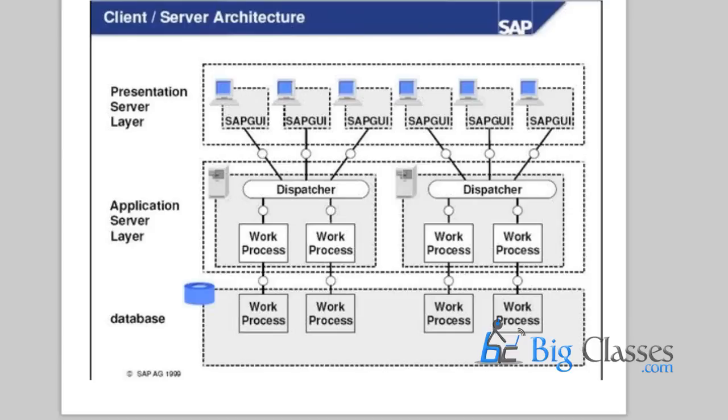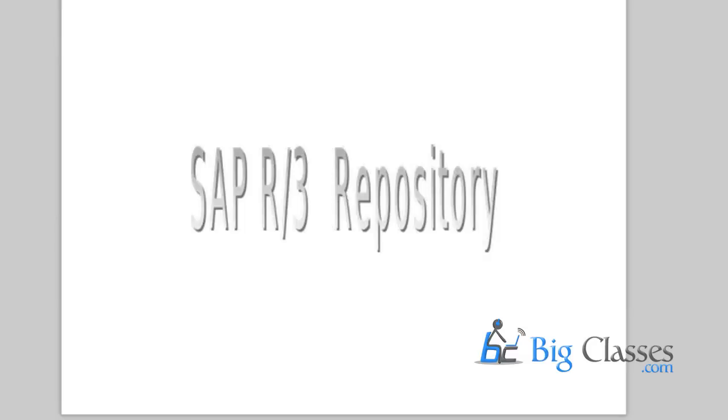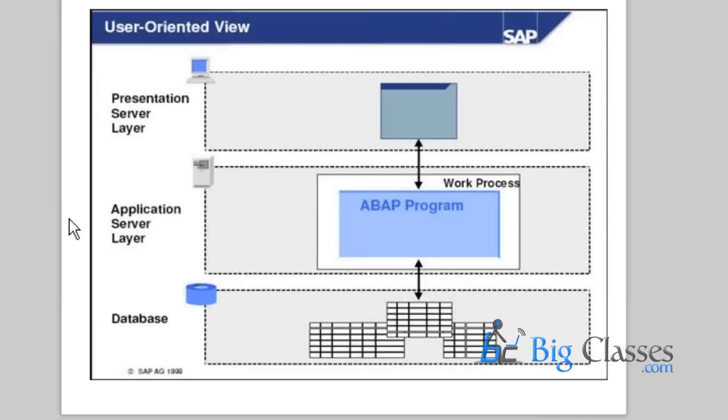Another view of the application layer is provided here, a very user-oriented view of the three layers. You have the presentation layer, the application layer, and the database layer. The presentation layer, as I said, is the user interface where the user is interacting. When the user enters any request, the request is sent to the application layer, where it is processed inside a work process.